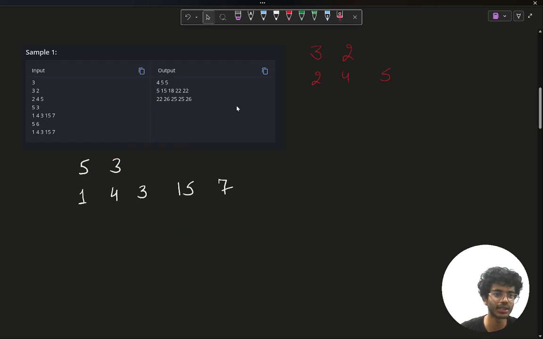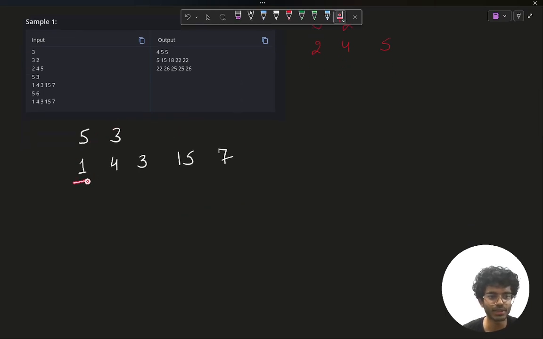Now this is the second input. If the burglar is starting at house one, the best strategy is he robs this house, so he'll have 1 coin. He goes right and robs this house, so he'll have a total of 1 plus 4, which is 5 coins. If he's starting from this index, the best is he goes right and robs this, so he'll get 15 coins in 3 days.